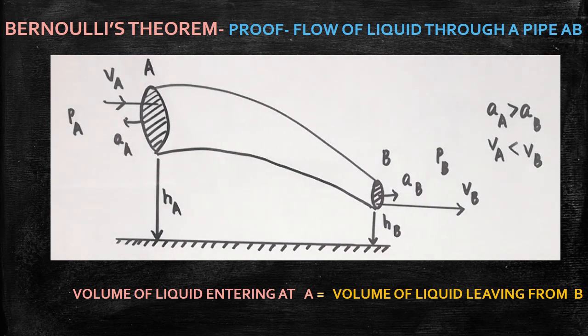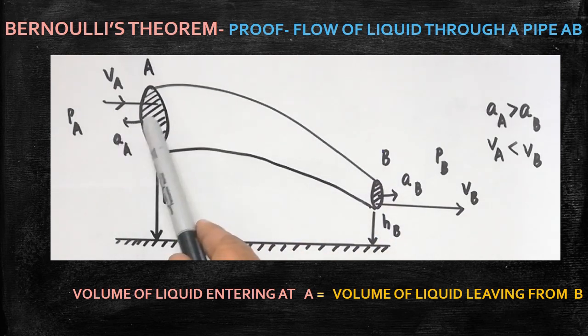Now we are going to derive the proof for Bernoulli's theorem. To derive the proof, first we have to draw the diagram like this. This diagram shows the flow of the liquid through a pipe AB. Here two ends are there, A end and B end.